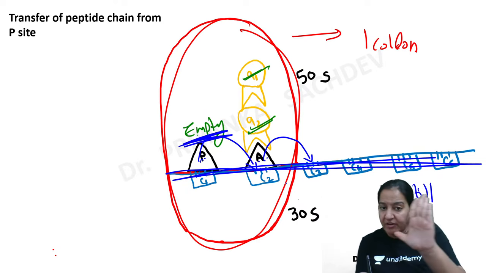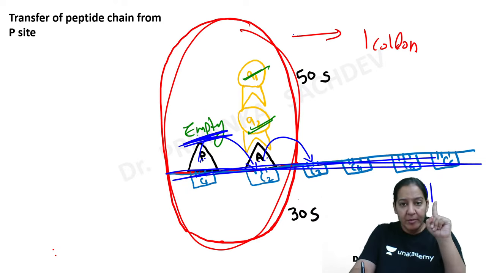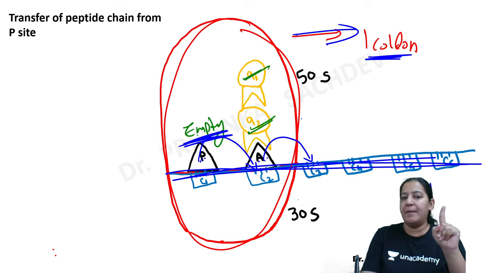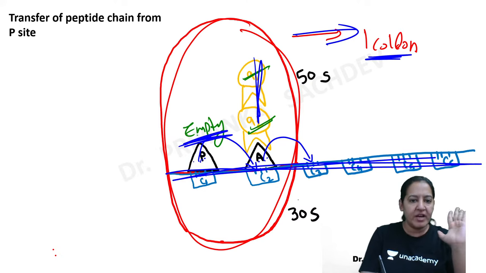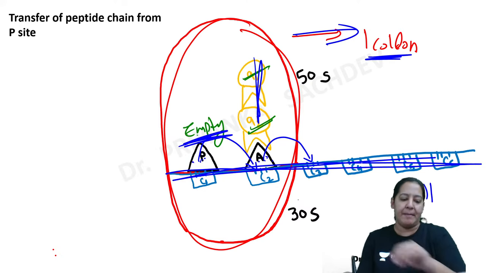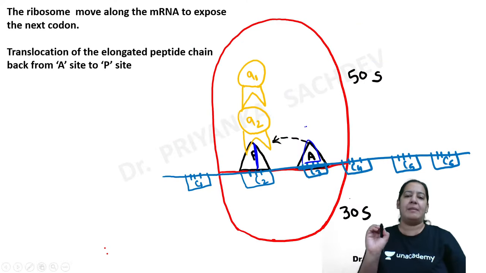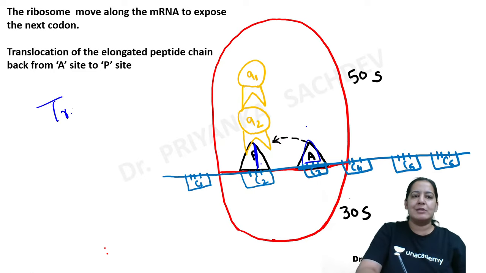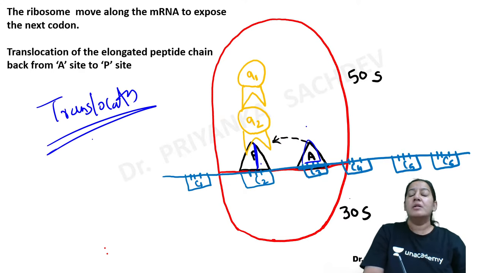But when the ribosome moves forward by one codon, only the A codon will move ahead. So this A1, A2 will come on the P and A will become empty. Can you see? Now this A is empty. A1, A2 is on P, right? So this step is known as translocation. In translocation, the ribosome is moving ahead by one codon. Give me a thumbs up.